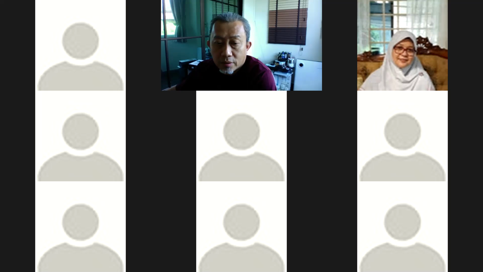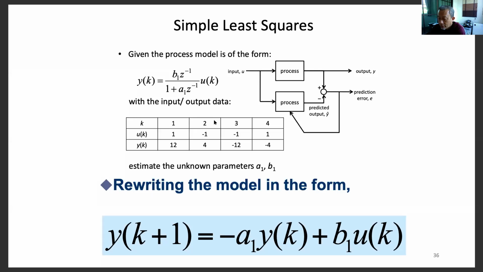Then from there you will get the equation y k plus 1 is equal to minus a1 y k plus b1 u k. We cannot have this z minus 1 in the equation. That's why we have to apply the equation y k plus 1 is equal to minus a1 y k plus b1 u k.